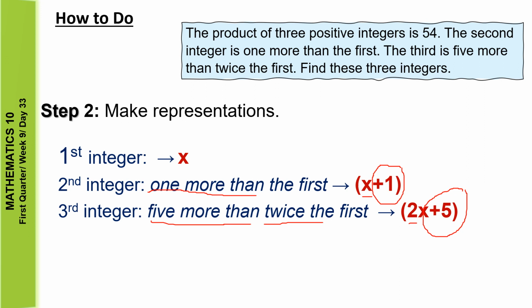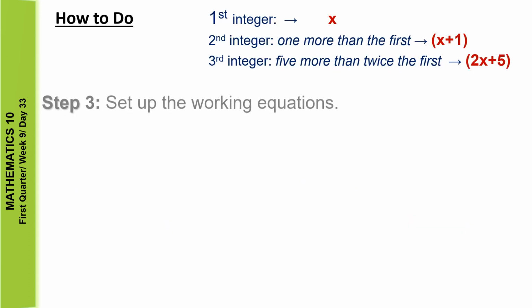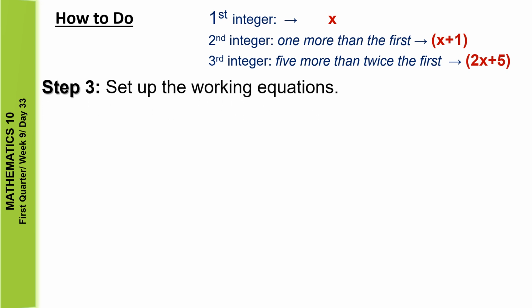Can you follow? Let us proceed to step 3. For step 3, we are going to solve the given equation. Our equation is x times the quantity x plus 1 times the quantity 2x plus 5 equals 54. Take note, we are going to find the product of the three integers. The first integer is represented by x, multiplied by the second integer represented by x plus 1, and multiplied again by the third integer represented by 2x plus 5. So it is equal to 54, since we are finding the product.